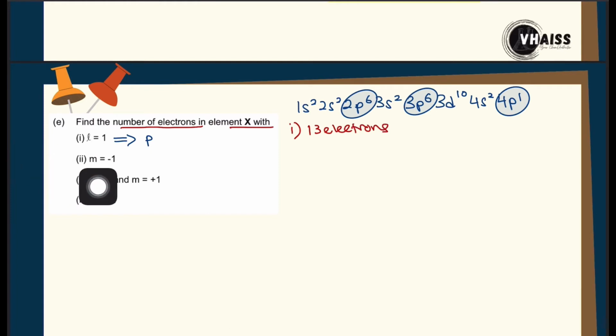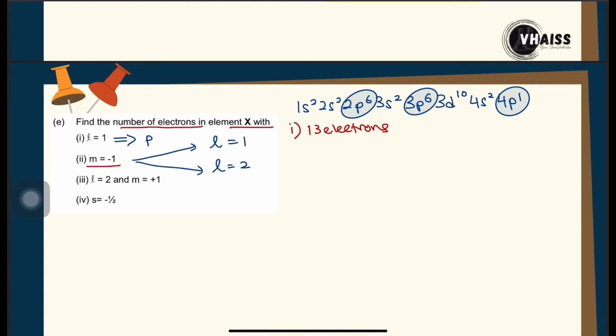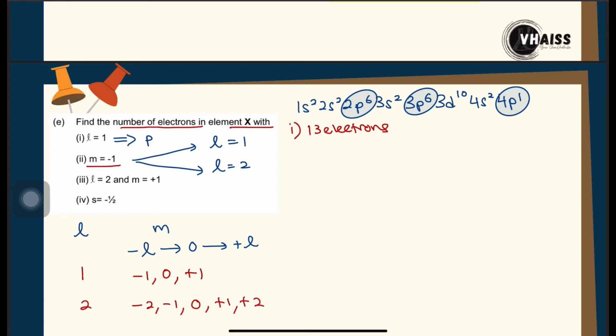Now for the second question, it requires you to find the number of electrons when the magnetic quantum number equals to -1. First of all, ask yourself, how do we get this magnetic quantum number -1? We would actually get it when L value equals to 1 and when L value equals to 2, because we know that L value determines M value, and M value would take a value from -L to 0 to positive L. Thus, when L value equals to 1, M value would be -1, 0, positive 1, and when L value equals to 2, it would be from -2, -1, 0, positive 1, and also positive 2. So both these L values will give an M value of -1.